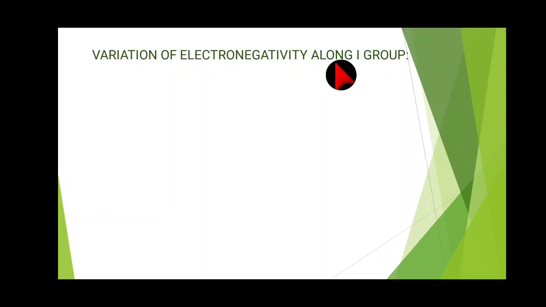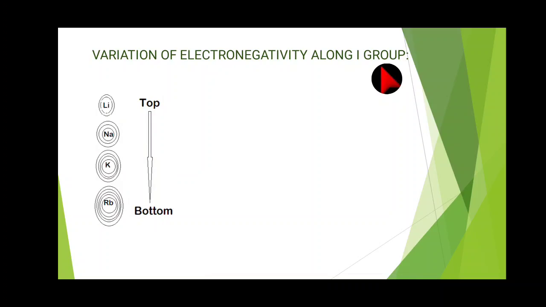Now, variation of electronegativity along first group. Just now we have seen the variation of electronegativity along period. Now we are going to see the group. Group means what? In the periodic table, column or vertical. Okay. Here, I have used alkali metals alone, for example, lithium, sodium, potassium, rubidium. Right? Top to bottom, atomic size increases.